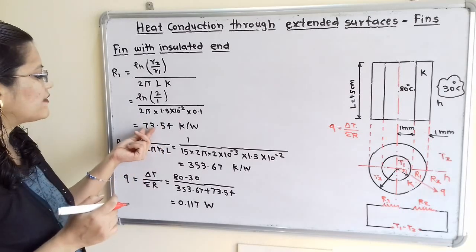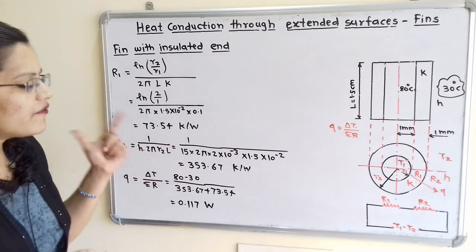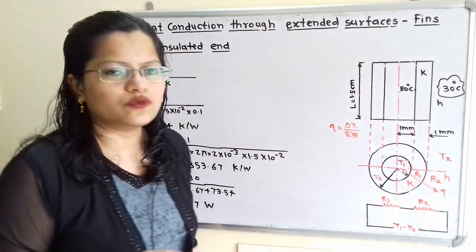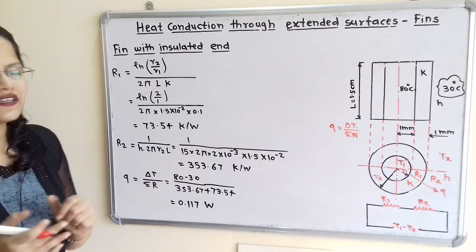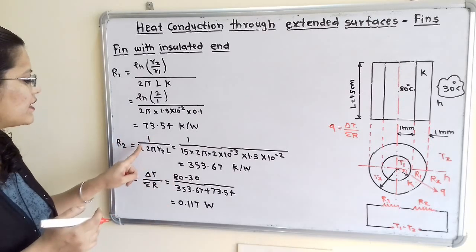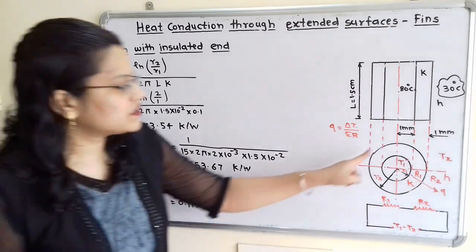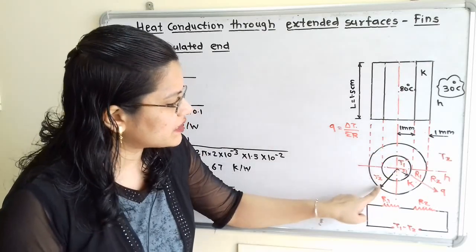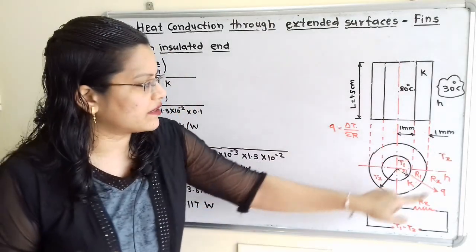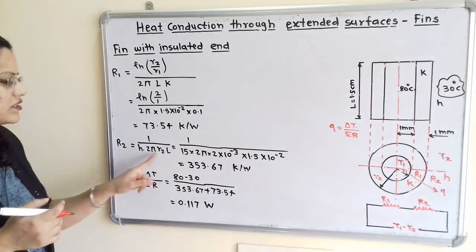So which is equal to 73.54 Kelvin by watt. Now we will find out what is this R2. So R2 is convection heat transfer. For the convection heat transfer process, formula is 1 divided by H 2 pi R2 L. Now this outer surface of the insulation, which is having radius R2, is in contact with air, and here is the length 1.5 centimeter. So we have to use this formula.